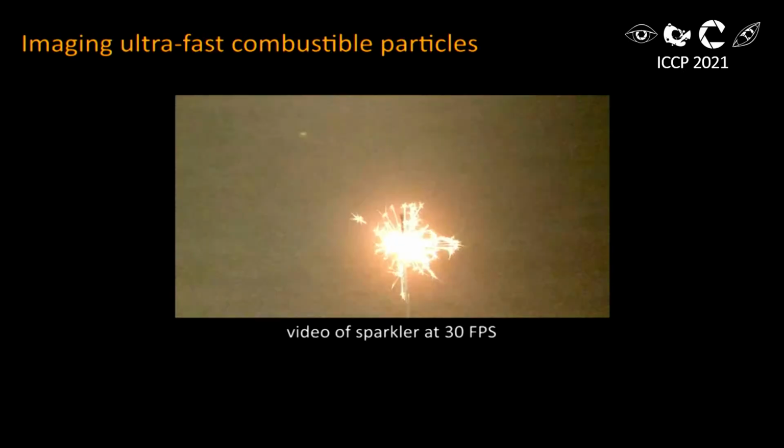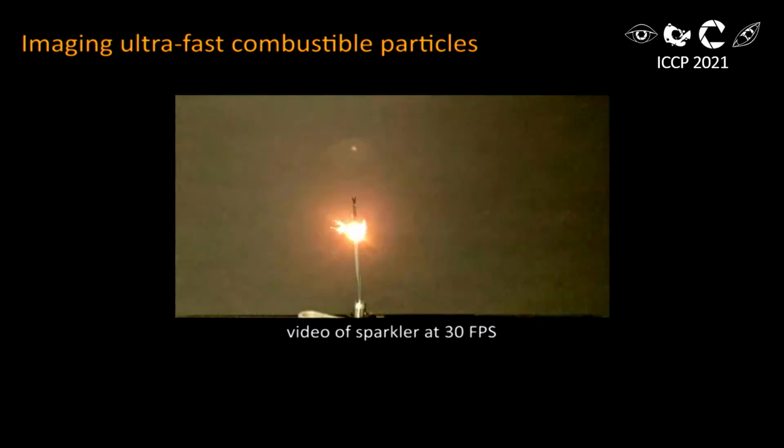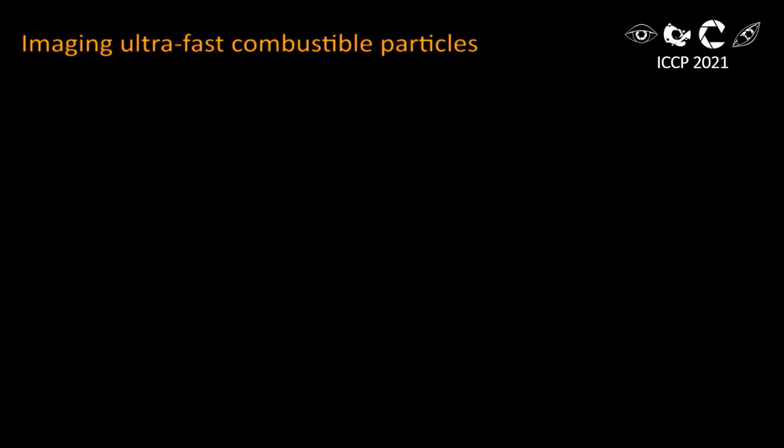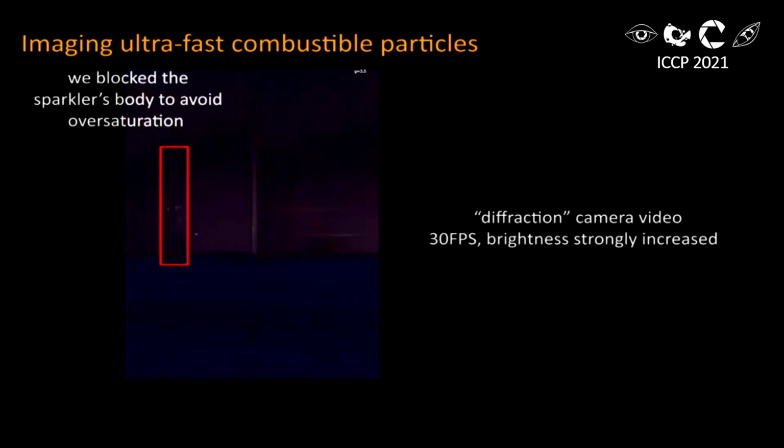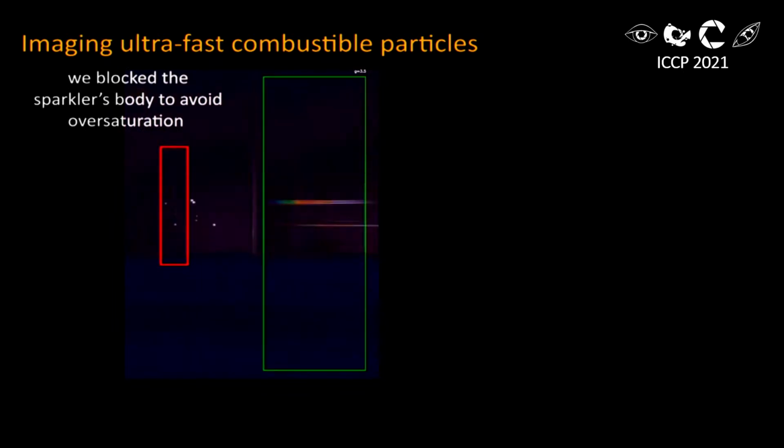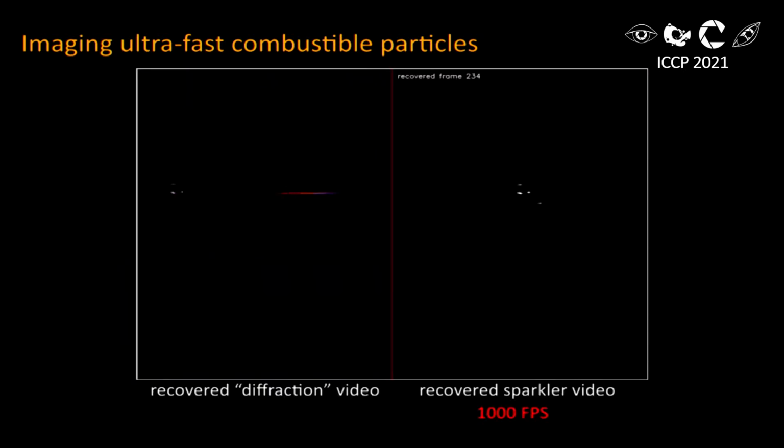Lastly, we show an example where we recover a high-speed video of combustible particles generated from a sparkler. Here, we see the view from our camera showing the generated sparks on the left and the corresponding diffraction streaks which we sample with 8 camera ROIs on the right. And here is the recovered sparkler video at 1000 FPS. Observe how some of the sparks collide with the floor on the bottom left and then further disperse upon impact.